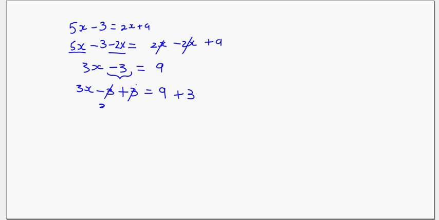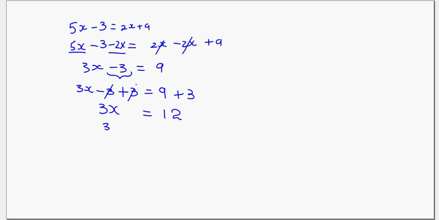You get 3x now. So we are getting closer to our objective, which is to get x on one side and everything else on the other. 9 plus 3, 9, 10, 11, 12. So that's 12. Okay? So 3x equal to 12. Therefore, we should be able to find what x is. But let's see what we do.